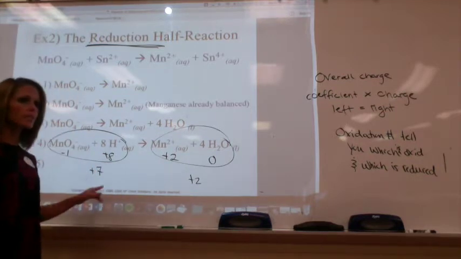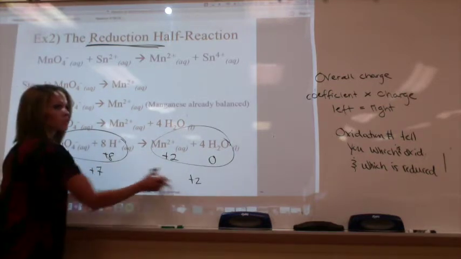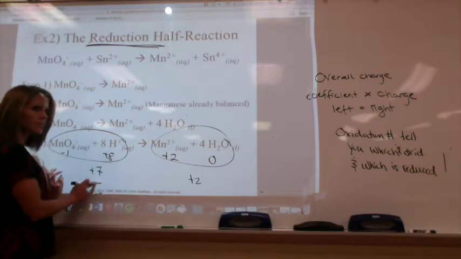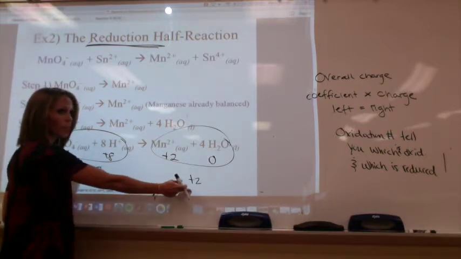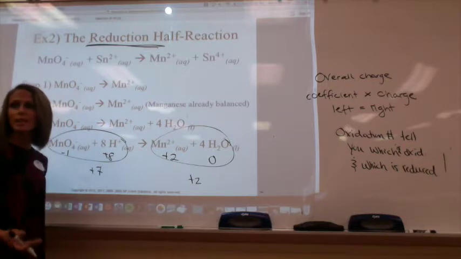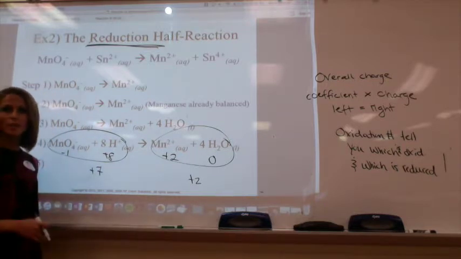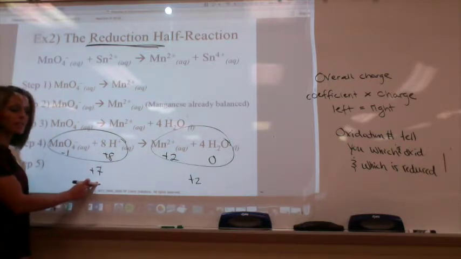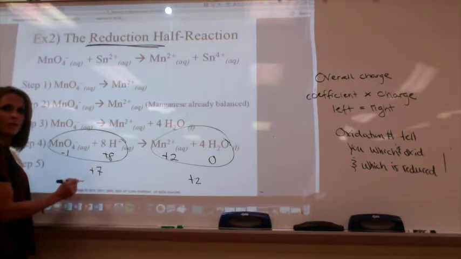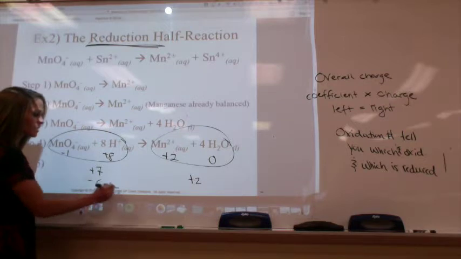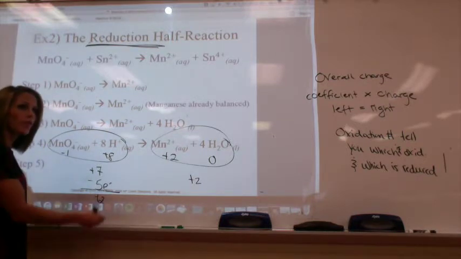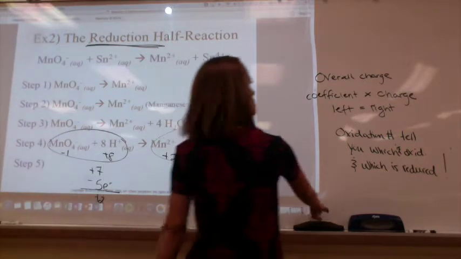The other way is to look at the charge on each side. +7, +2. I need them to be equal. Electrons are only negative, so you can only take away from something. So if this is a +7, I need to add what? 5 electrons to the left to make it a +2. So everybody add 5 electrons in step 5.